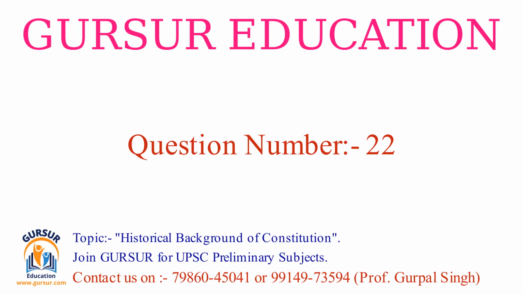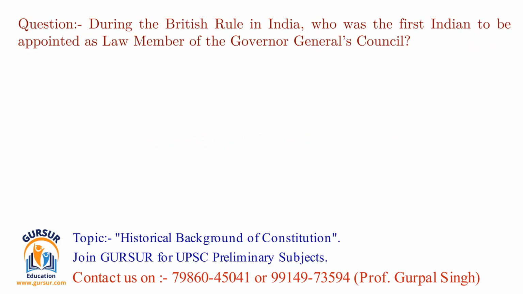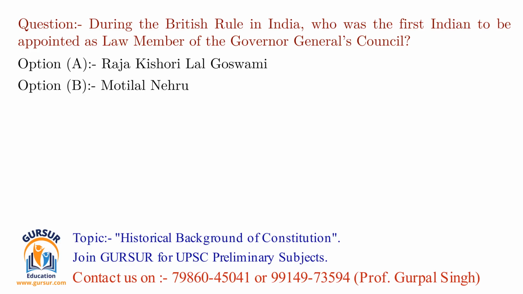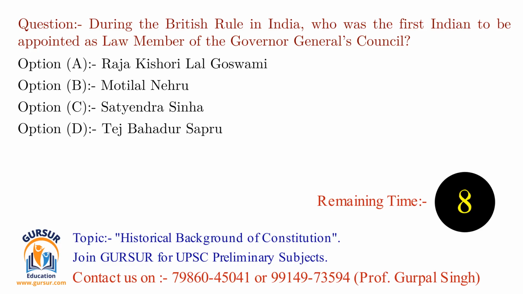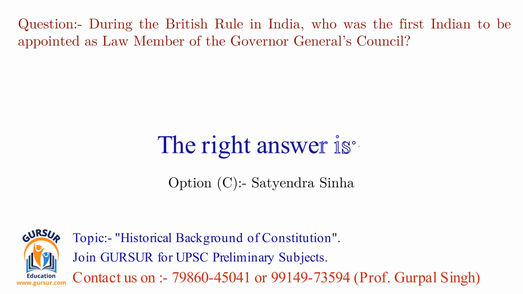The question number 22 is, during the British rule in India, who was the first Indian to be appointed as a law member of the Governor General's Council? The option A is Raja Kishori Lal Goswami. The option B is Motilal Nehru. The option C is Satyendra Sinha. And the option D is Tej Bahadur Sapru. And your time starts now. So the right answer of this question is option C, and that is Satyendra Sinha. So now we move next.